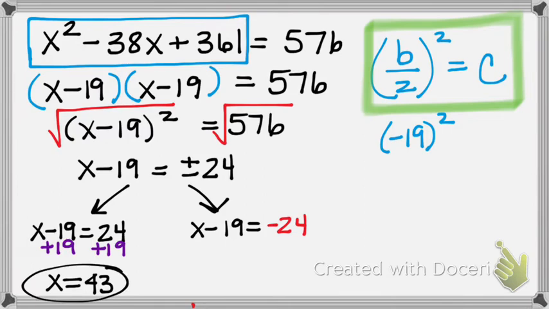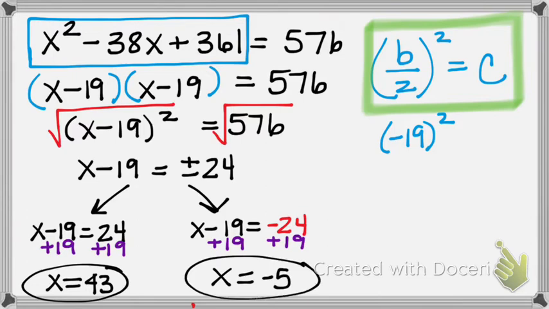And your second one, when you add the 19, is that negative 5? Yeah. That would be your 2 solutions.